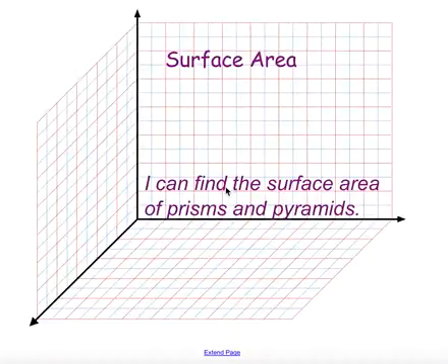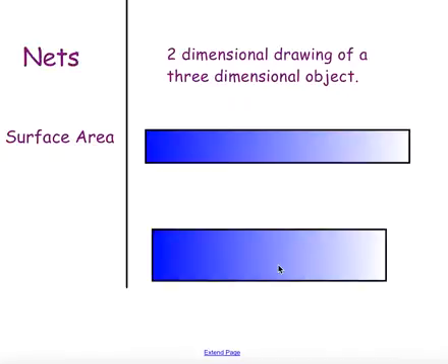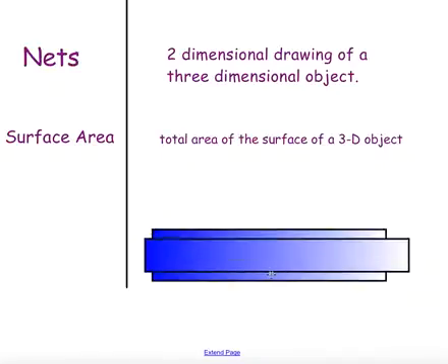Surface area. I can find the surface area of prisms and pyramids. Yesterday we learned about nets, two-dimensional drawings of three-dimensional objects. Today we're going to learn about surface area, the total area of the surface of a 3D object.